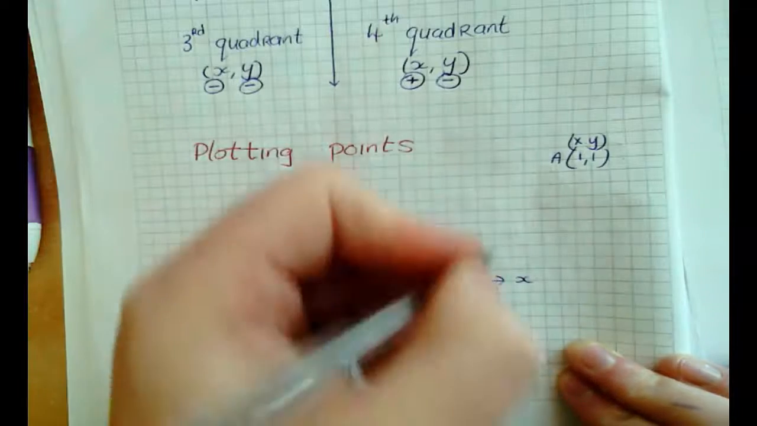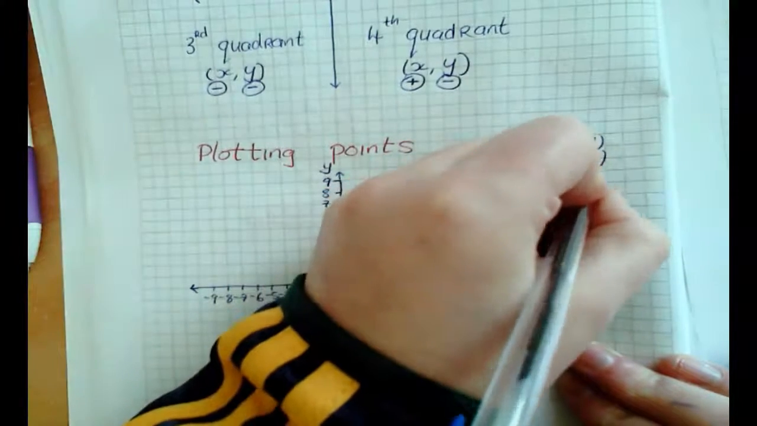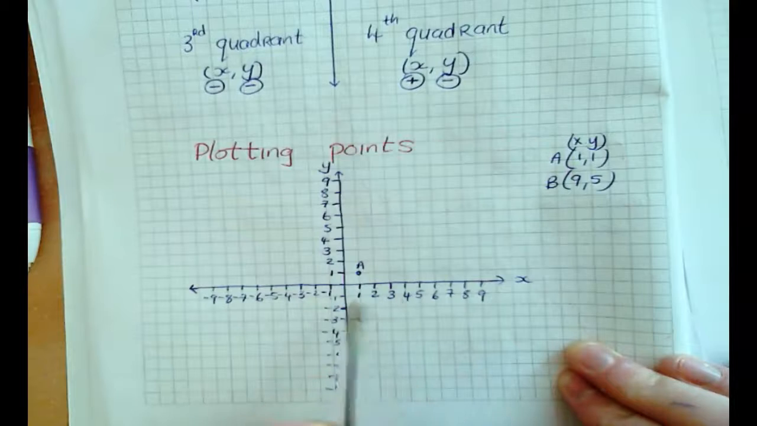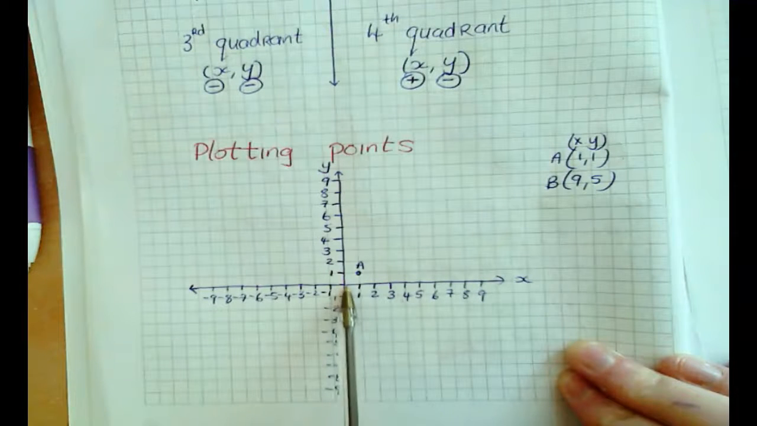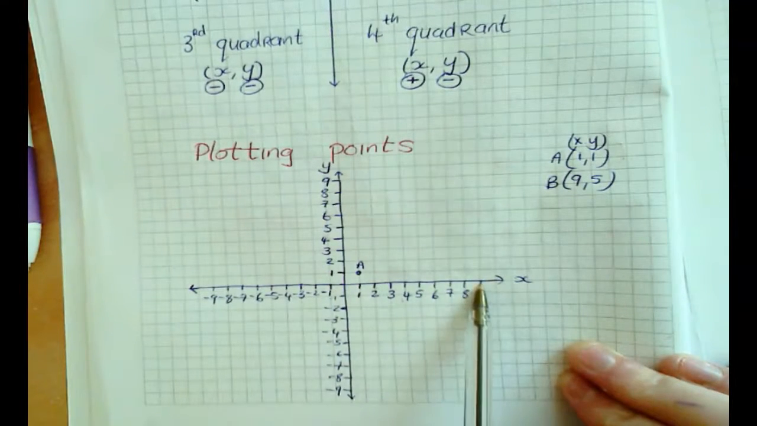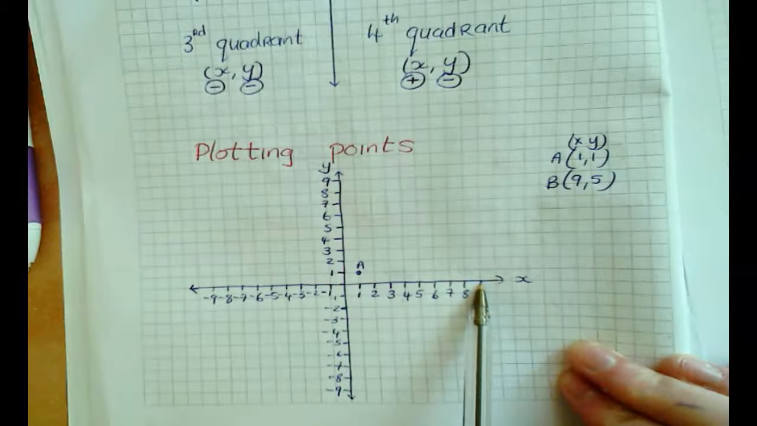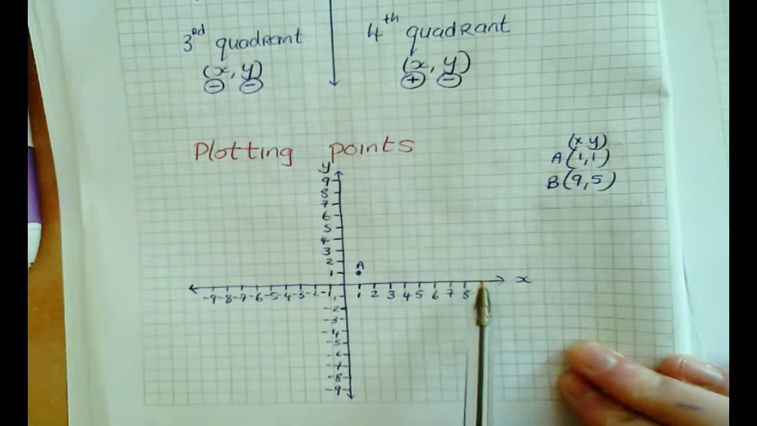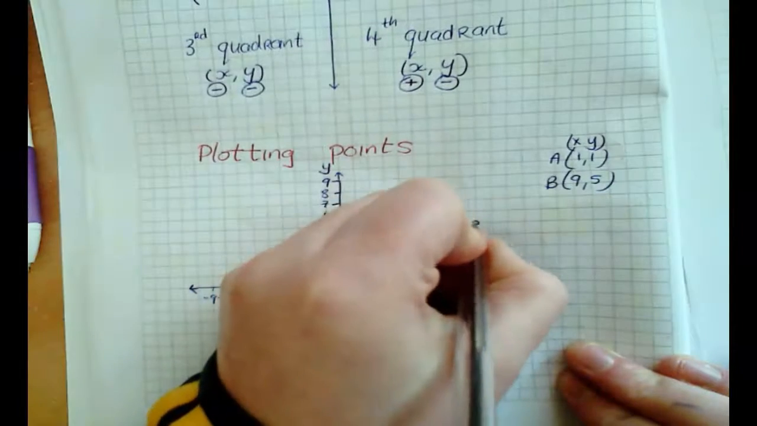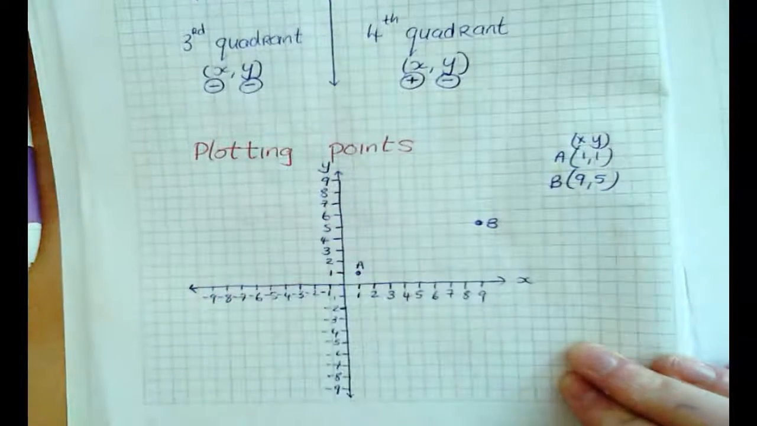So if I call that A, that's A. Okay, so if I go to 9, 5, and that's B, my x is first, so on my x-axis I run all the way out to 9, and then my y is 5, so I climb 5. 1, 2, 3, 4, 5. Okay, and that is my B.